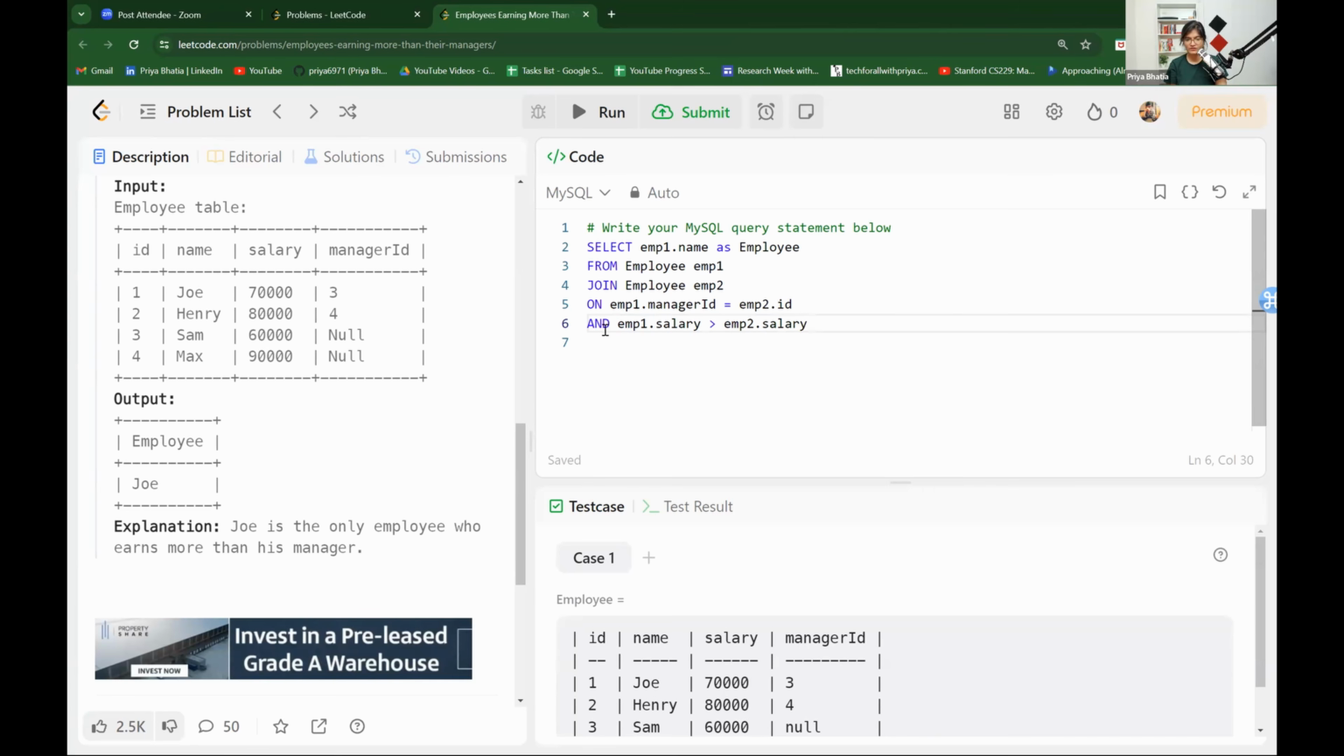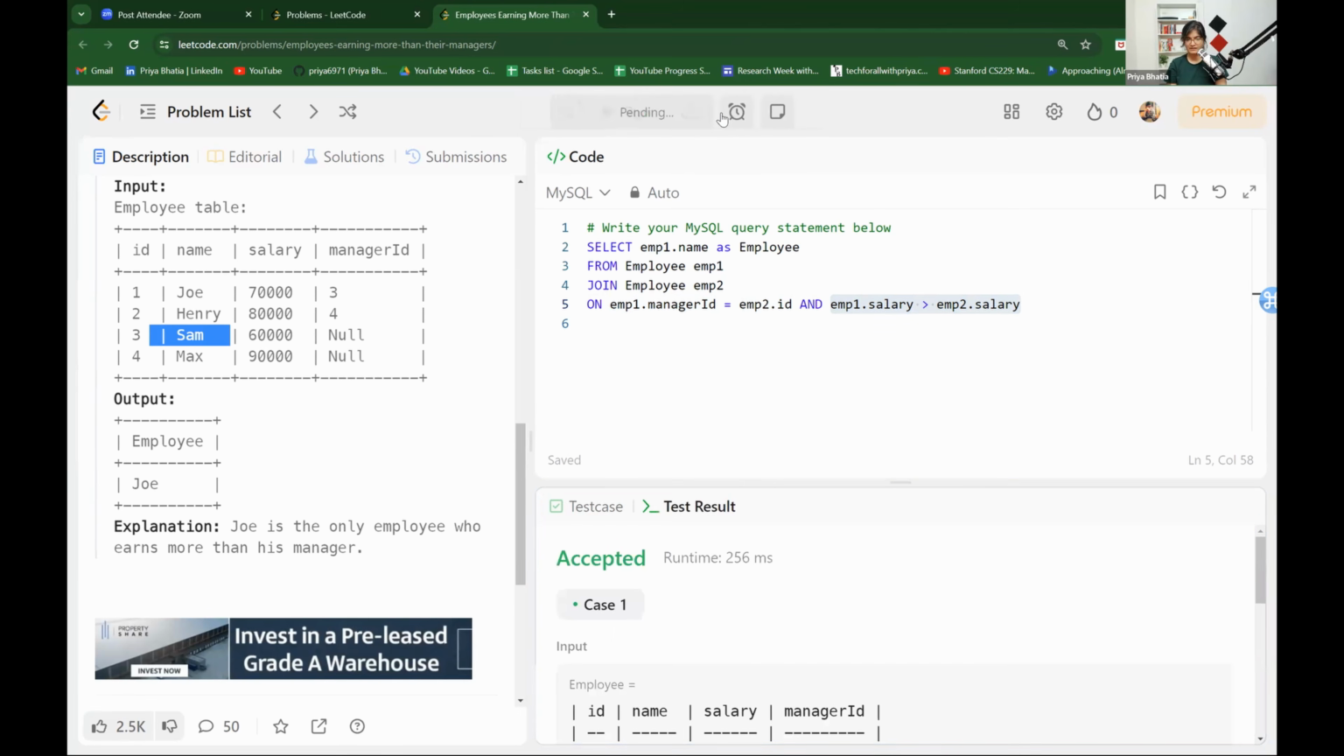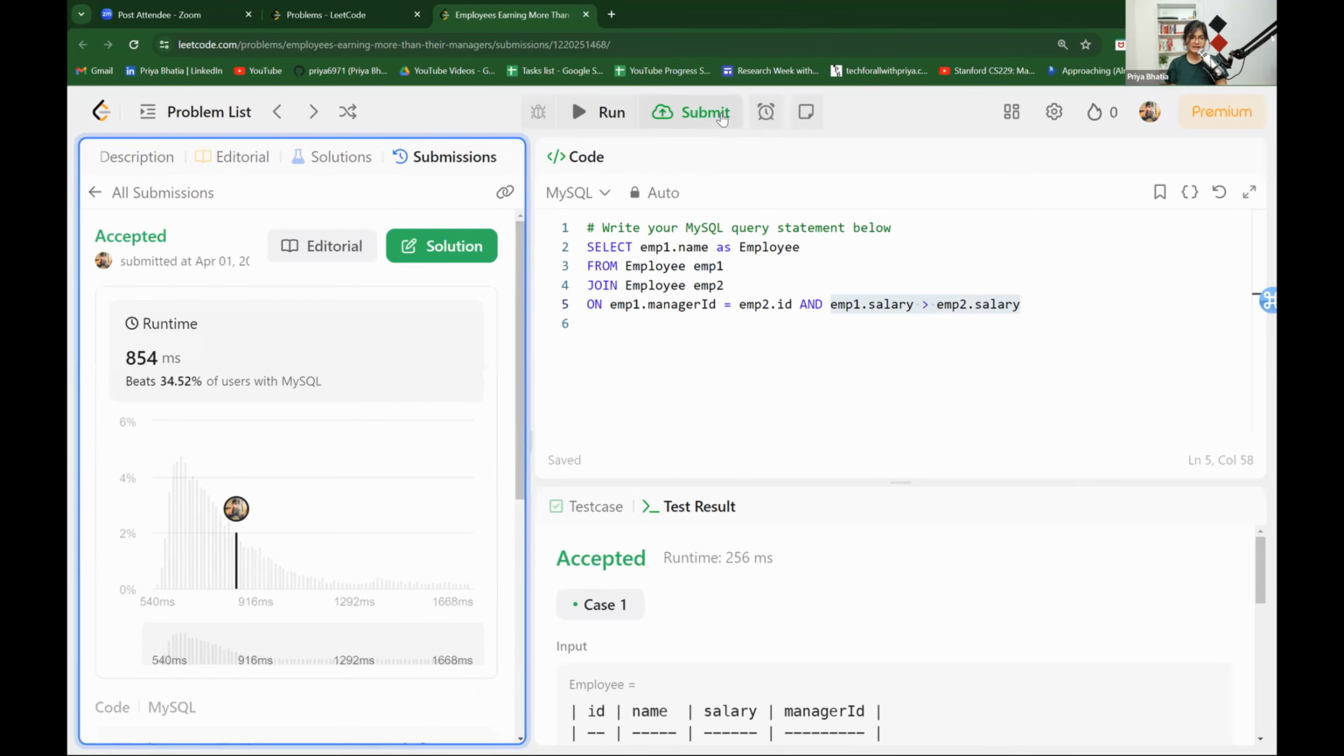So I'm saying there are two restrictions. First restriction, this should be equal, means this 3 and 3 will be equal. Second restriction is that the employee one salary, which is Joe's salary, should be bigger than the manager salary, which is Sam's salary. Let's see. Let's try to submit this. Until or unless you're not submitting, you're not sure that whether it will pass all the test cases or not. So you have to submit it completely. And once it is showing accepted, then only you can think that, okay, your code is working fine.